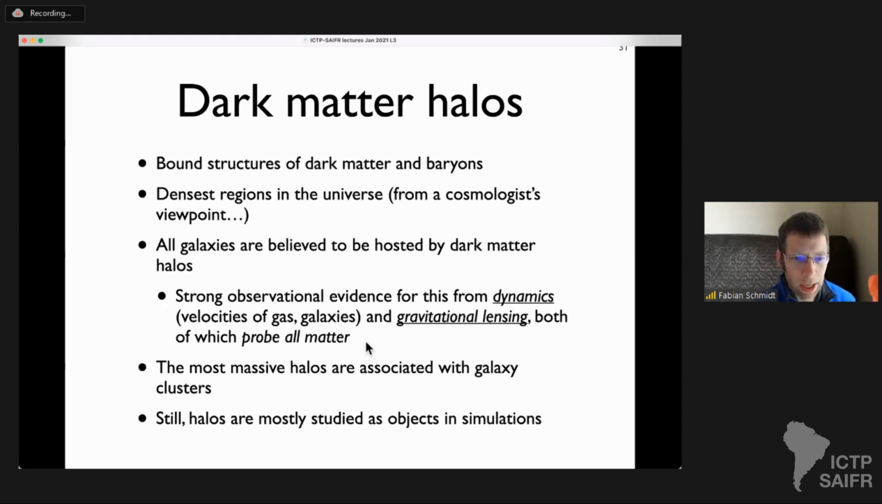So that's why halos are highly relevant to observations, but it's not easy to directly link them, right? Because we don't see the dark matter. So most studies of halos are basically in simulations.